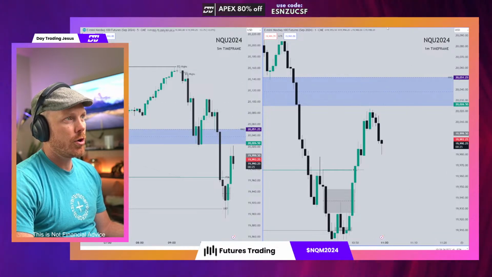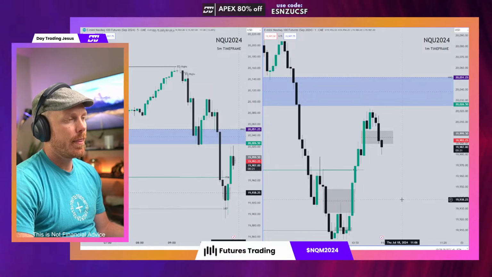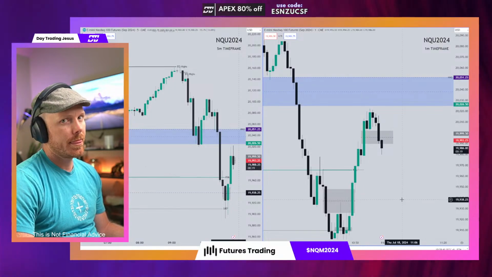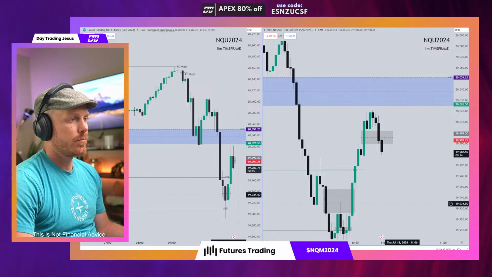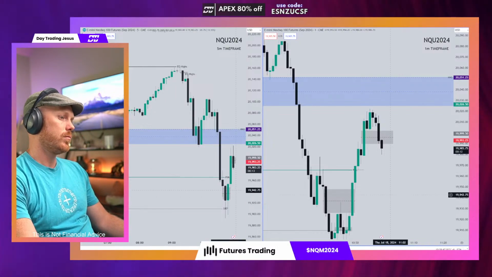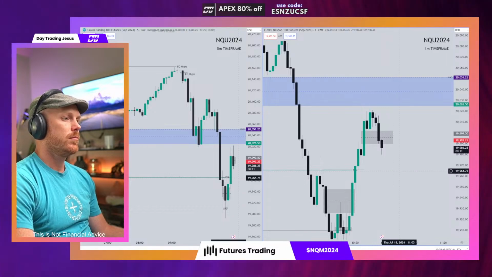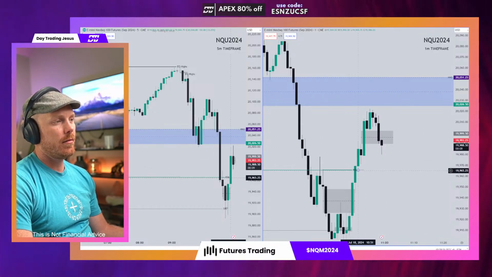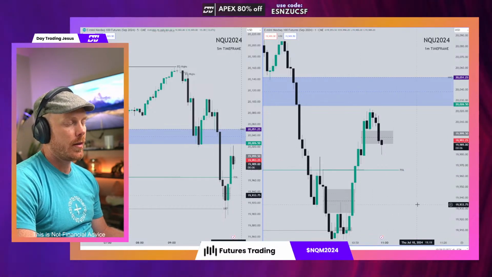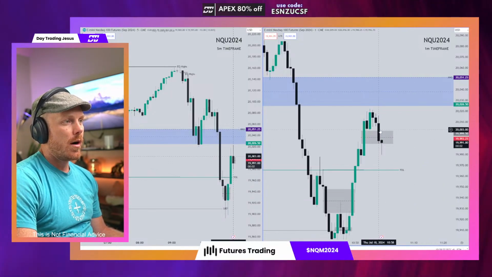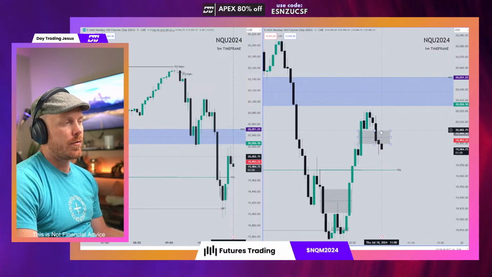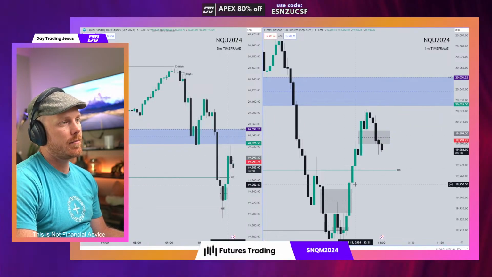Who wants to go short right here? No, I'm not doing it. I mean, your target would be somewhere around there, but I'm not taking that. I would take another inversion from here. I would be interested in that.